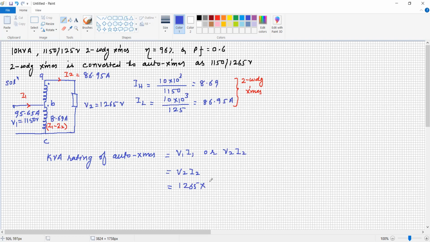by current 86.95 ampere. Therefore, the kVA rating is 109.999, say it is 110 kVA. This is the kVA rating of auto transformer. First parameter, it is the auto transformer kVA rating.